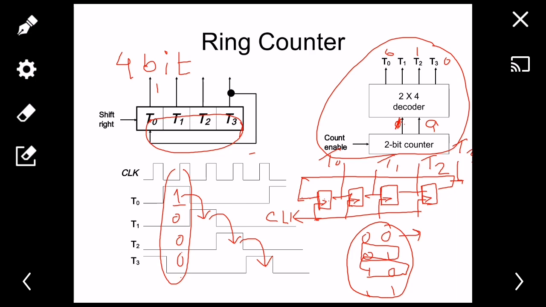So this is how we can make ring counter. These are the two types to make ring counter. This is a 4-bit ring counter, you can make more bits out of it.